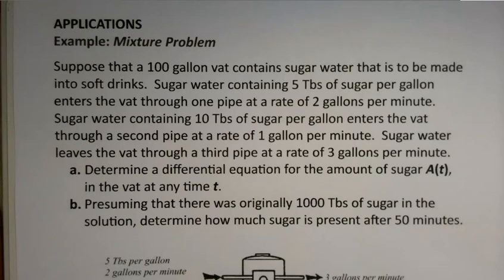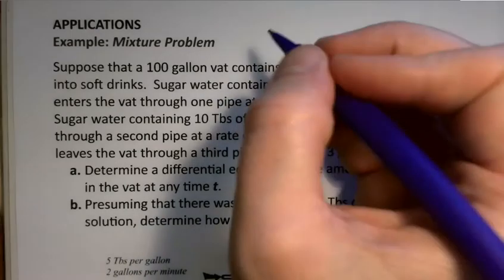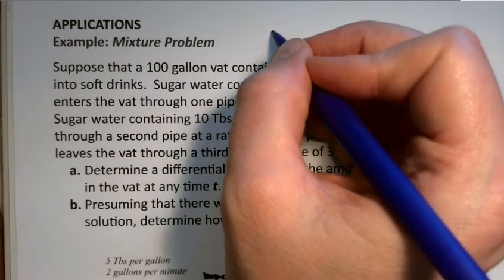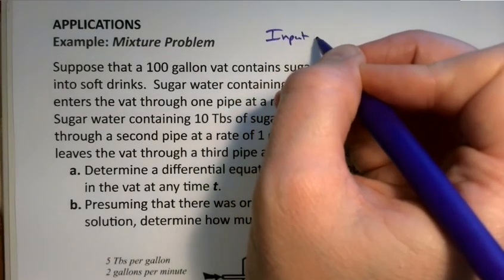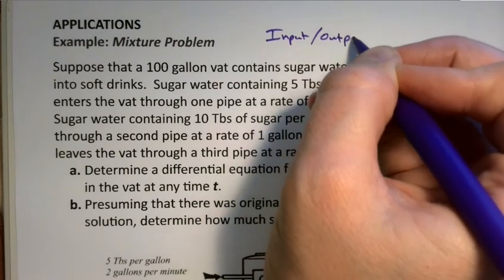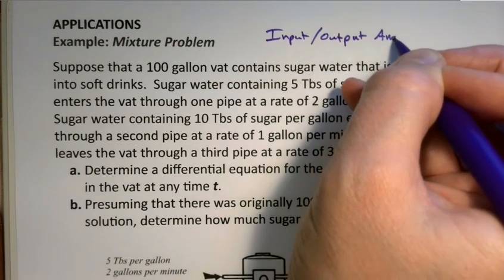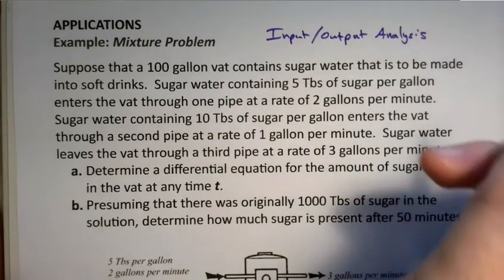So this will be our last video for section 1.2, and in this video we're going to deal with our first real application problem. And this one is all about mixing tank problems. Sometimes this is referred to just as a mixture problem, and in this technique we're going to be using input-output analysis. And that'll make sense here in a second.